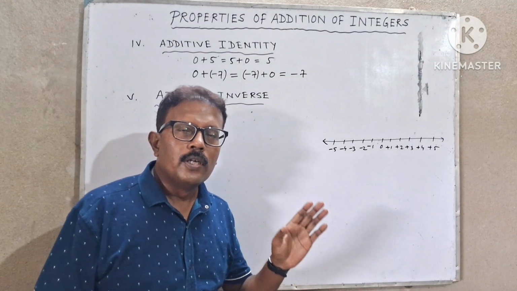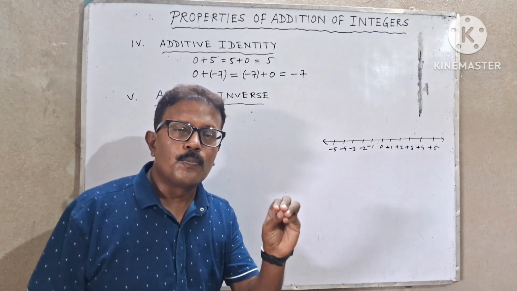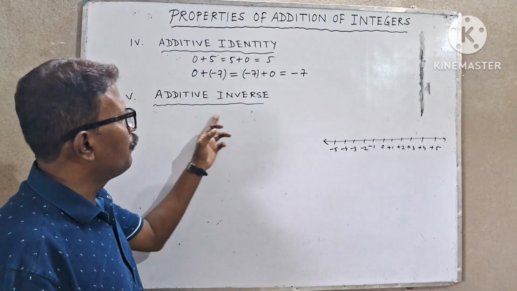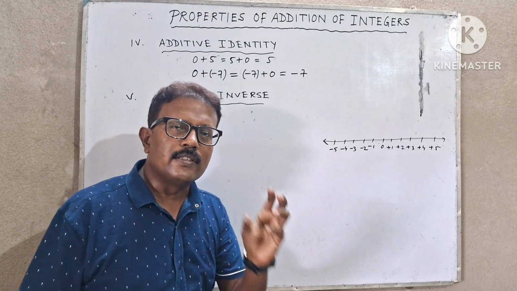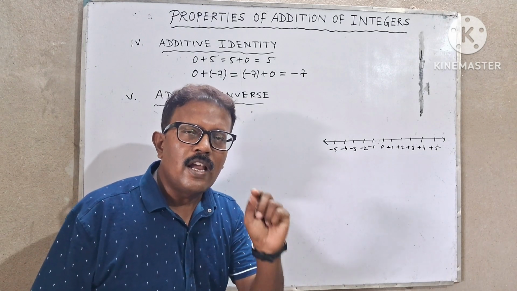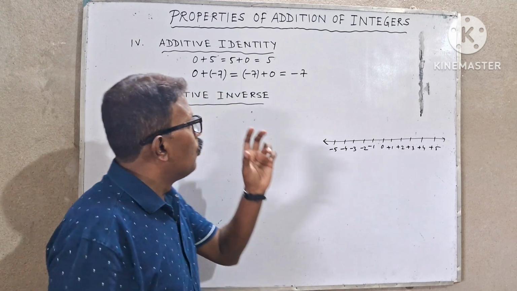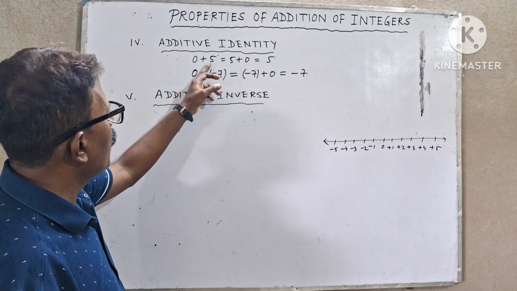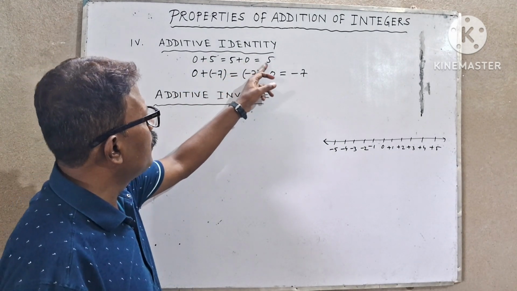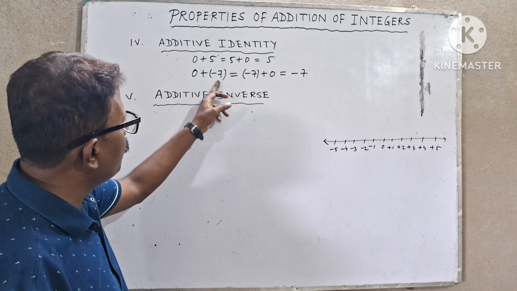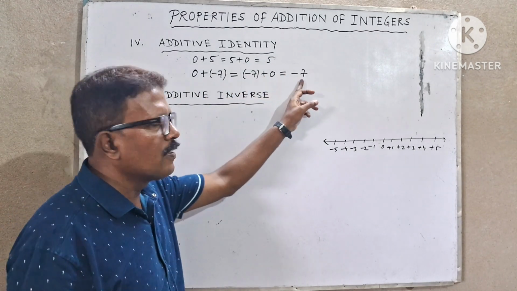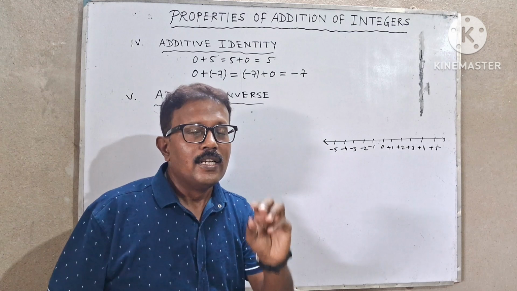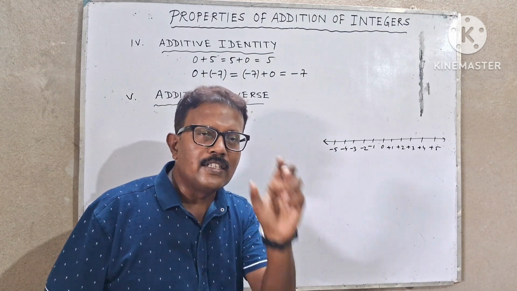Now we are going to discuss the last two properties of addition of integers, that is additive identity and additive inverse. Okay, now what is the additive identity? It is 0. 0 is the additive identity, that is, when 0 is added to any number, the number does not change. Look at the board, 0 plus 5 is equal to 5 plus 0, the result is 5 itself. 0 plus minus 7 and minus 7 plus 0, the result is minus 7 itself. That is, there is no change when 0 is added to any number. Therefore, 0 is called the additive identity.